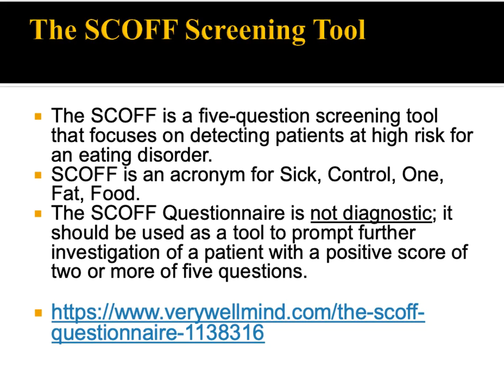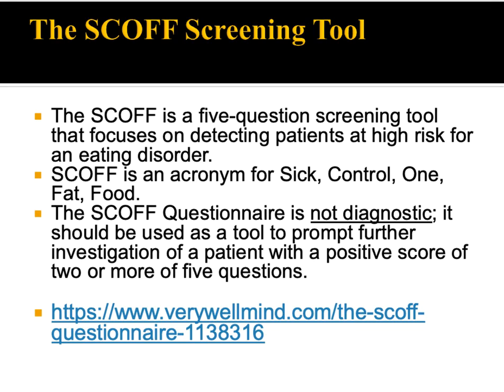Okay, so moving from nutrition and obesity, we're talking now on the opposite end of the spectrum, which is eating disorders and those that want to be exceptionally thin or may be exceptionally thin. So anorexia or bulimia particularly. The SCOFF is a screening tool that can be used. It's pretty easy. It's a 5-question tool that focuses on detecting patients that are at high risk for an eating disorder.